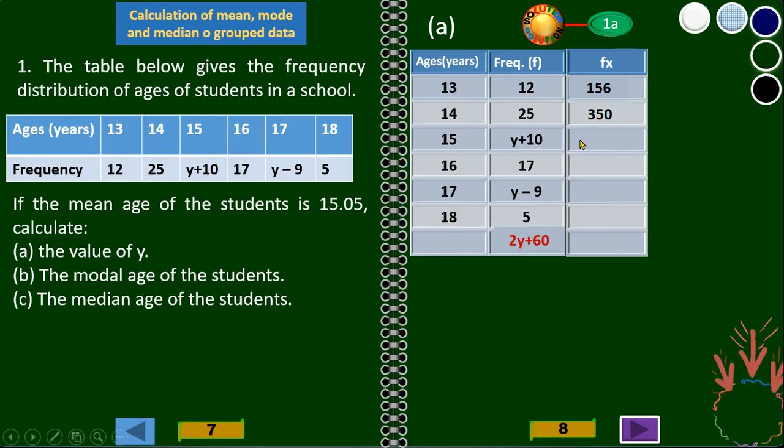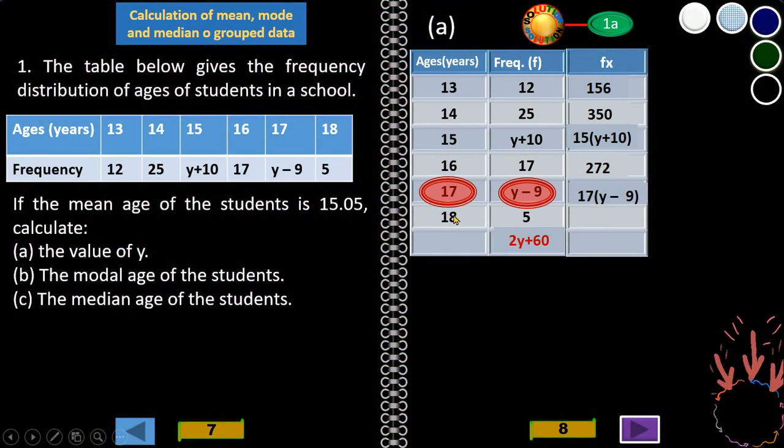15 times y plus 10 will give us 15 multiplied by y plus 10. The same way, we're also going to multiply 16 and 17 to get 272. And then we're going to multiply 17 and y minus 9 to get 17 into y minus 9. And then we're going to multiply 18 by 5 to get 90. Then we're going to add all these. Let's add them together.